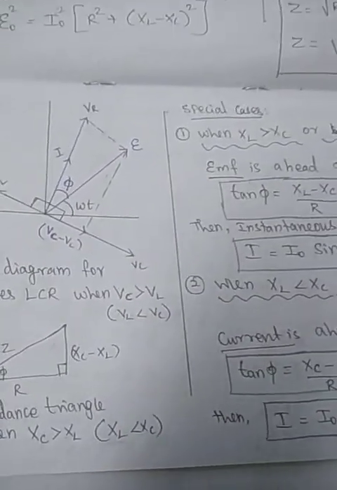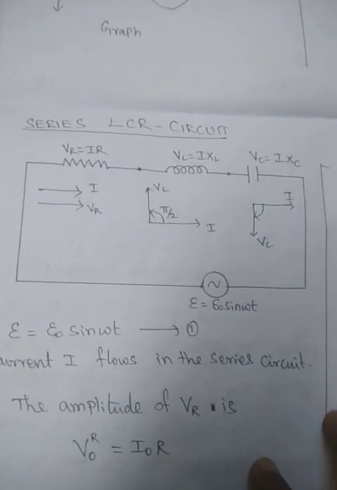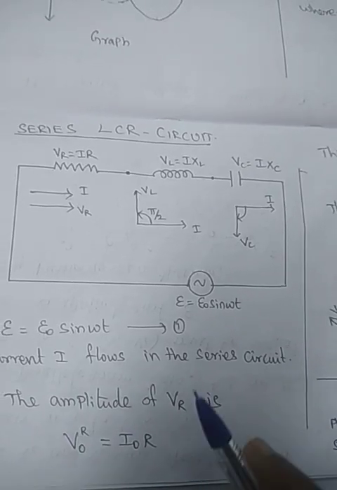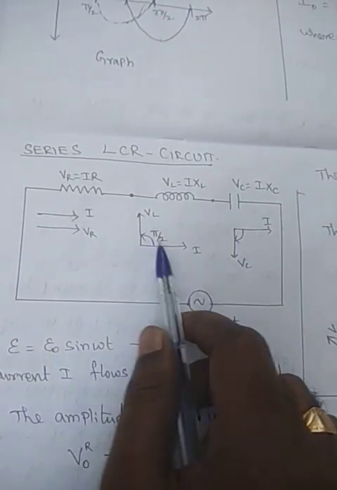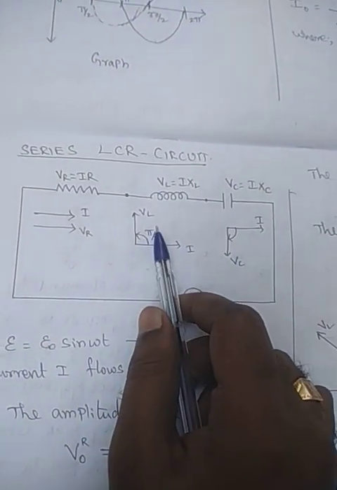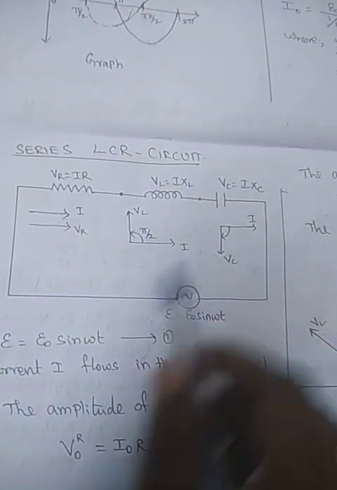So now, very simple, students. We have taken the resistance, capacitor and inductor connected in series. Already we studied all three things connected separately with the alternating EMF, where we arrive at the phasor diagram.